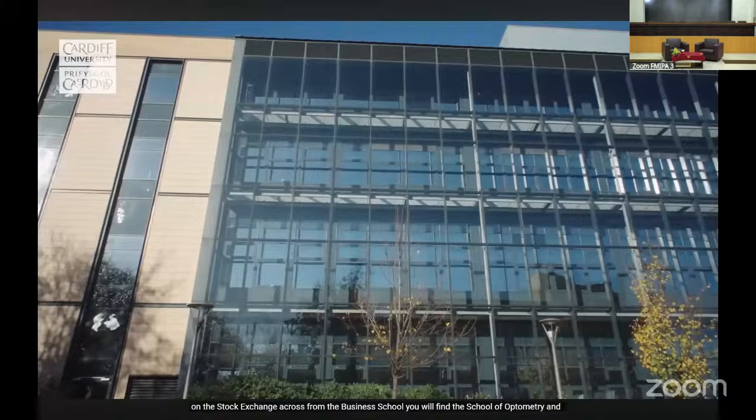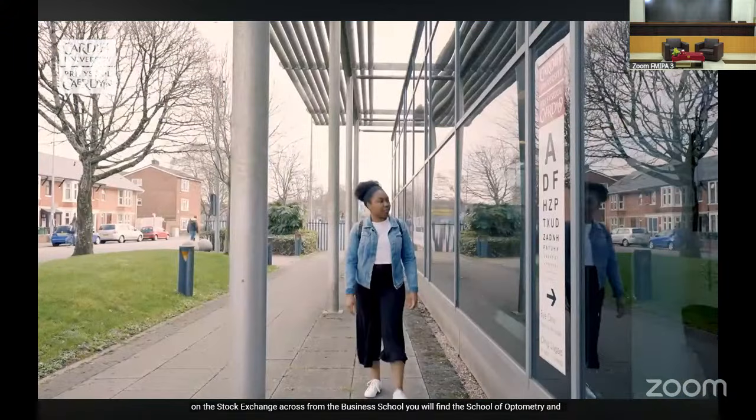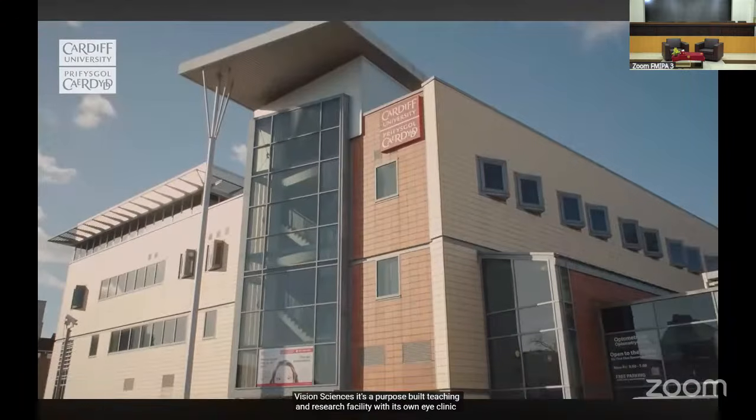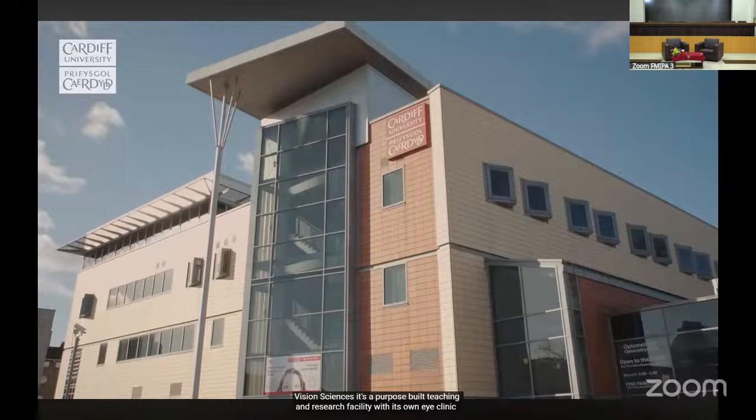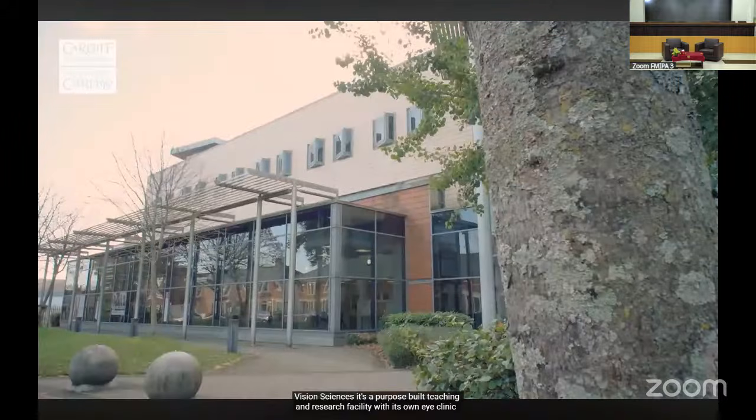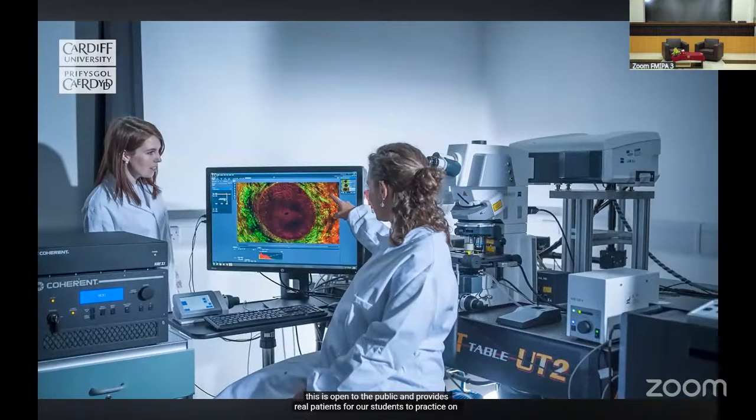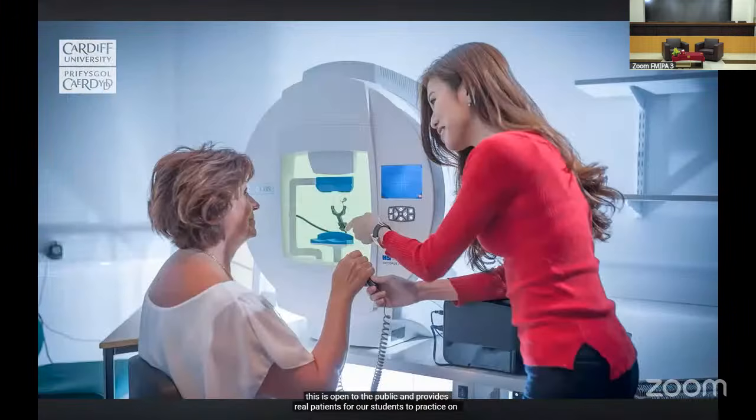Across from the business school, you will find the School of Optometry and Vision Sciences. It's a purpose-built teaching and research facility with its own eye clinic. This is open to the public and provides real patients for our students to practice on.